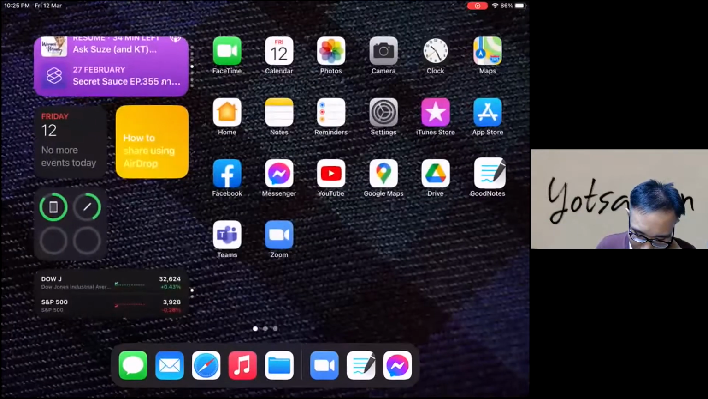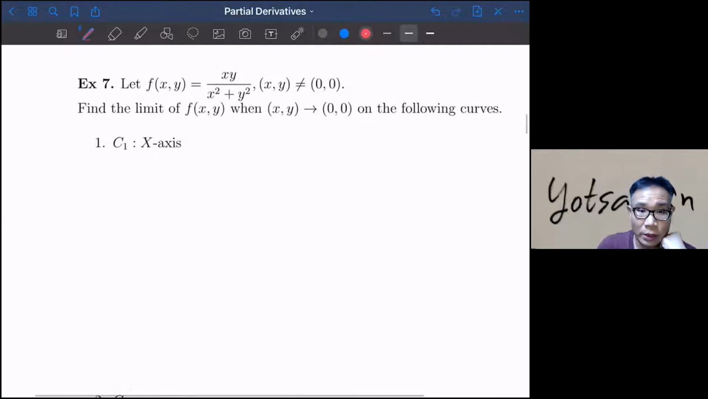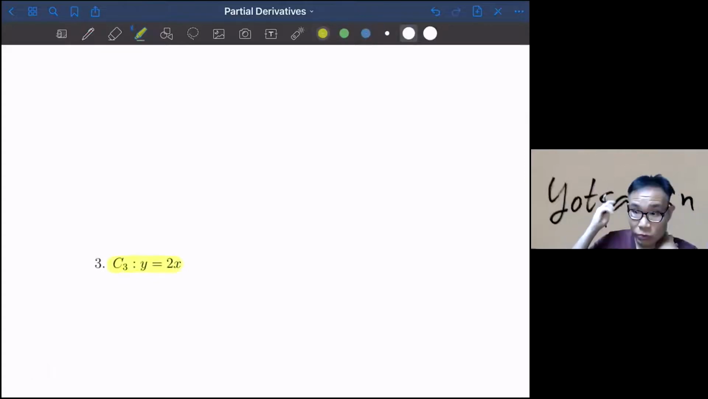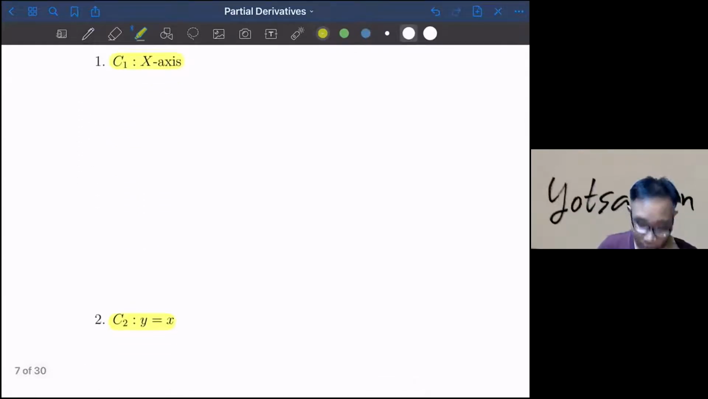Okay, so for the next one, we have the function f(x,y) equal to xy over x squared plus y squared when (x,y) is not equal to (0,0). We'd like to find the limit as (x,y) goes to (0,0) of this function f(x,y) on the following curves: on the x-axis, on the line y equal to x, and on the line y equal to 2x. I'm going to do the x-axis and y equal to x for you.